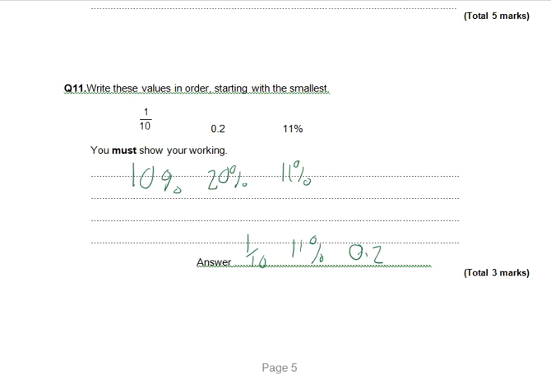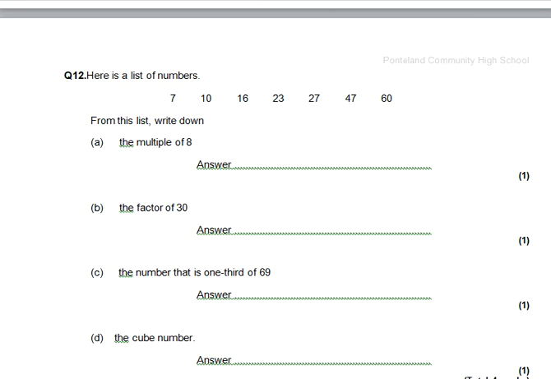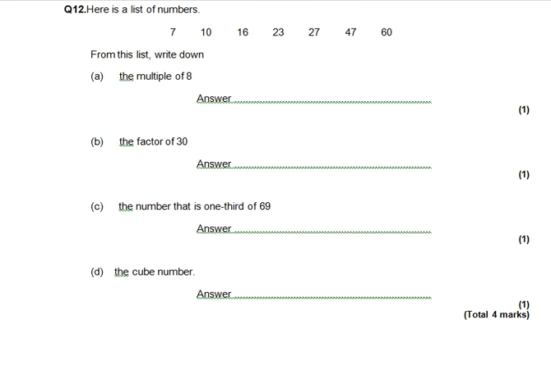Okay, so next question, question 12. Here is a list of numbers. From this list, write down a multiple of 8. So we've got 16. It's just the 8 times table: 8, 16, 24. A factor of 30 just means numbers that go into 30. So we've got 1 and 30, but they're not there. 2 and 15. 3 and 10. So there we go, 10's there. So we can take 10.